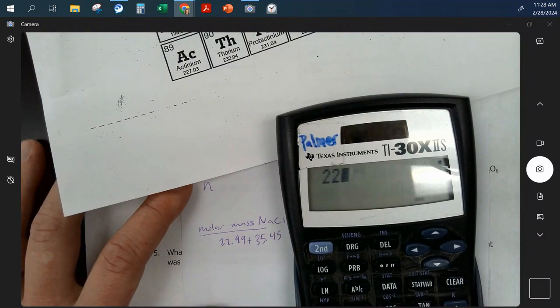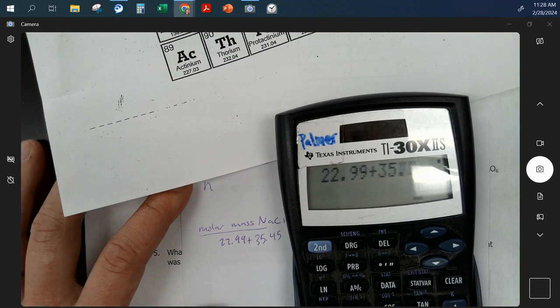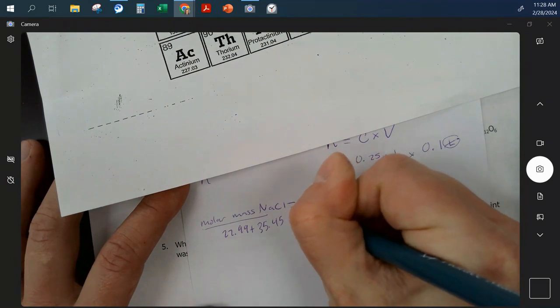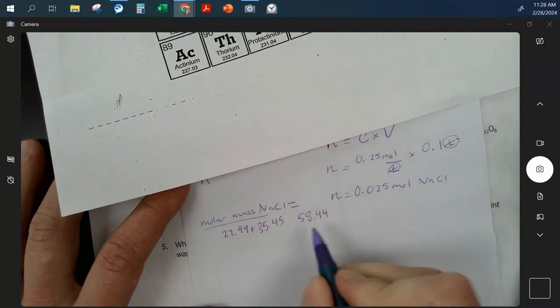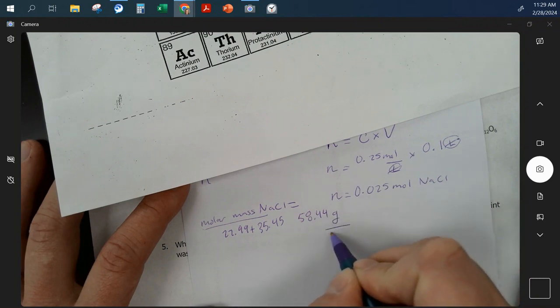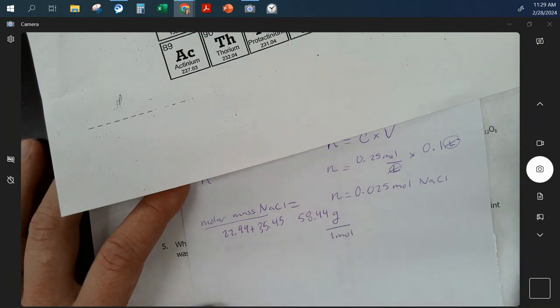Or I could look this up. The internet will tell me the molar mass of sodium chloride, and I'm going to get 58.44. The unit for molar mass is always grams for 1 mole. It's how many grams it takes to get to 1 mole for that compound.